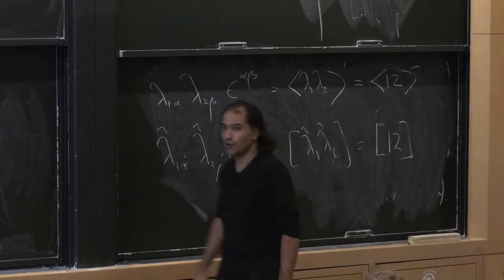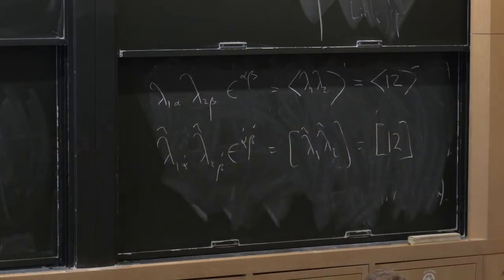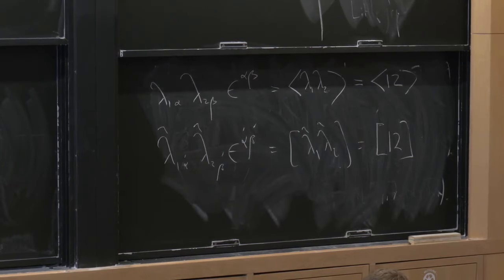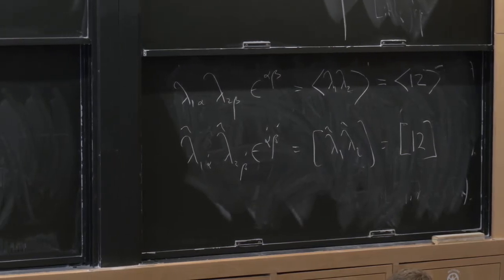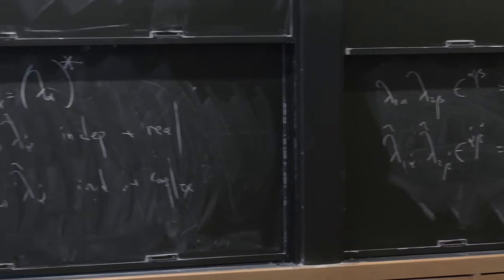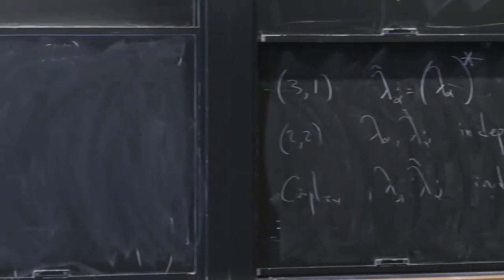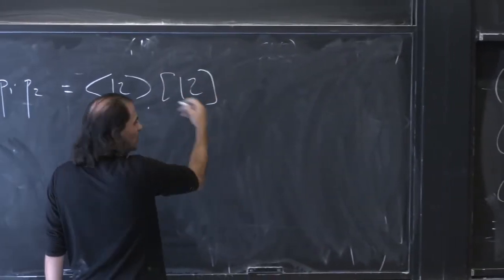Let's see some familiar things from this perspective. So for example, what is P1 dot P2? Without thinking much, P1 is a lambda lambda tilde, P2 is a lambda lambda tilde for 1 and 2. So the Lorentz invariant P1 dot P2, ignoring factors of 2, is just angle bracket 1 2 times square bracket 1 2.